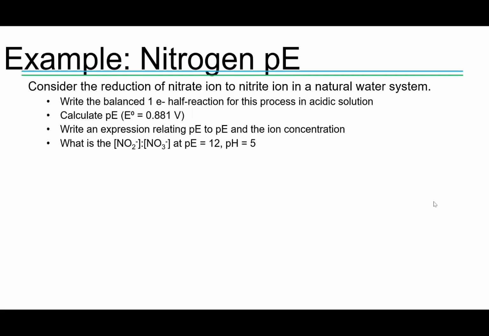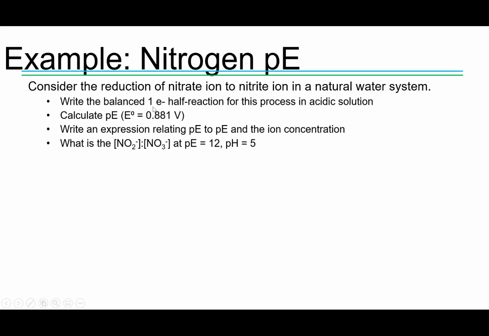So the last piece in our initial discussion of pE-pH diagrams, let's take everything we've learned about the pE-pH expression for nitrogen, and we will use it to describe the relationship between nitrate ion and nitrite ion under specific solution conditions. So we're asked to consider the reduction of nitrate ion to nitrite ion in a natural water system.